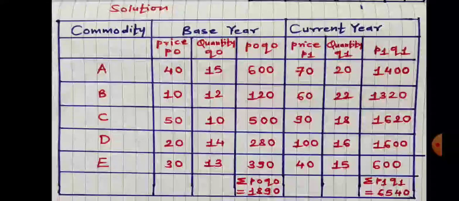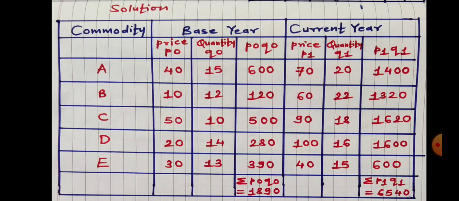Now let us see how to solve this problem. We have to add two additional columns here. In the second column, the base year, we add P0 Q0 at the end, and at the end of the current year column we add P1 Q1. Now let us find P0 Q0, that is P0 multiplied by Q0. 40 into 15, 600; 10 into 12, 120; 50 into 10, 500; 20 into 14, 280; and 30 into 13, 390. After that, we have to find sigma P0 Q0, that is the summation of P0 Q0.